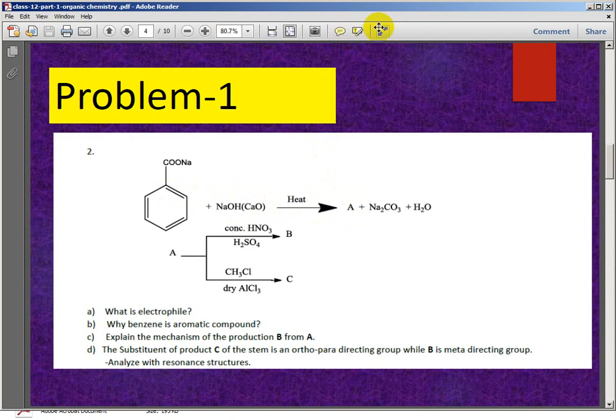Are you listening to me? Hello Jafrul, say what is compound A? Here is the preparation of dash. This is sodium benzoate and this is soda lime, heated. Sodium carbonate and water are formed. What is the name of compound A?